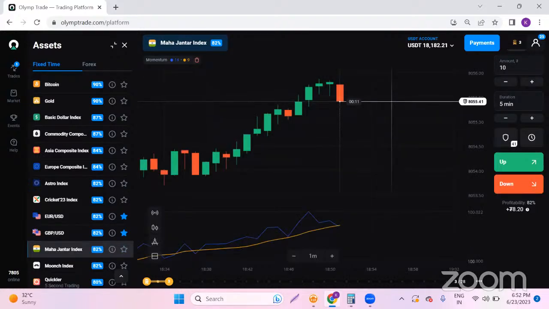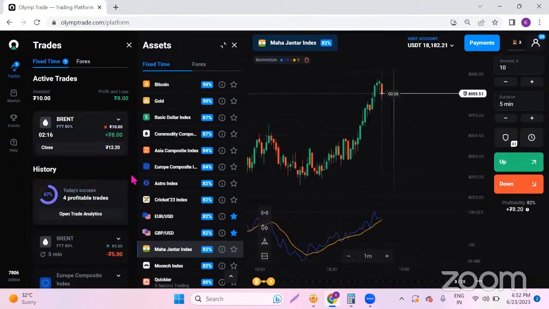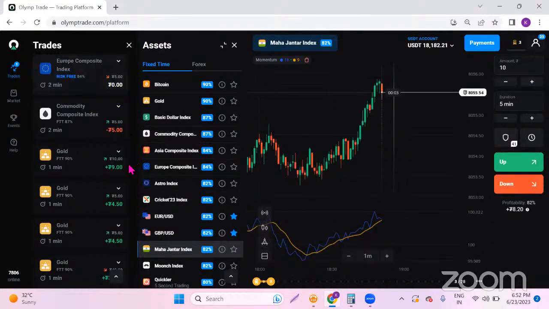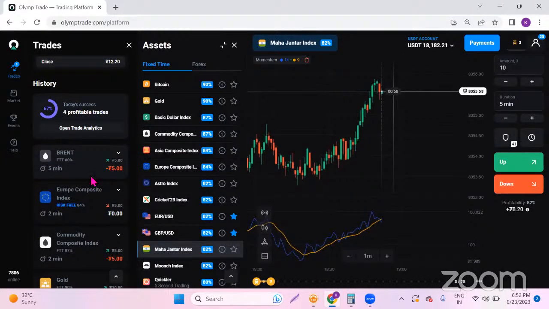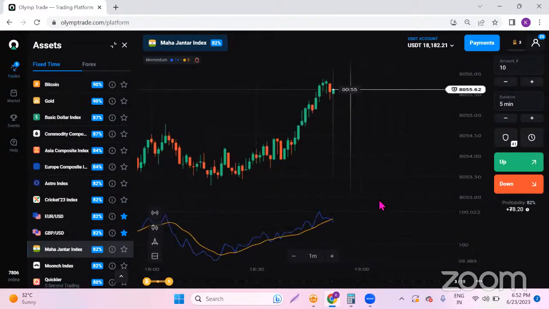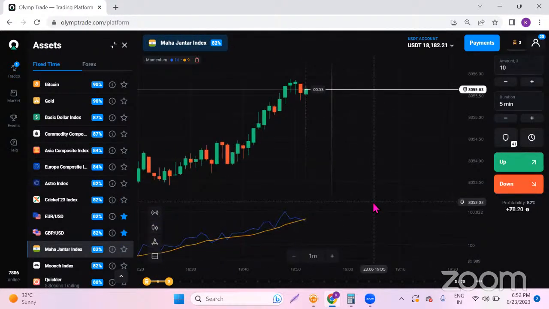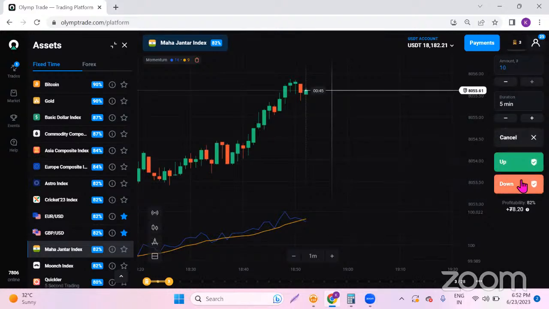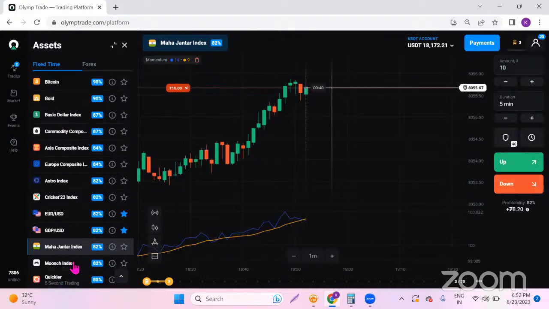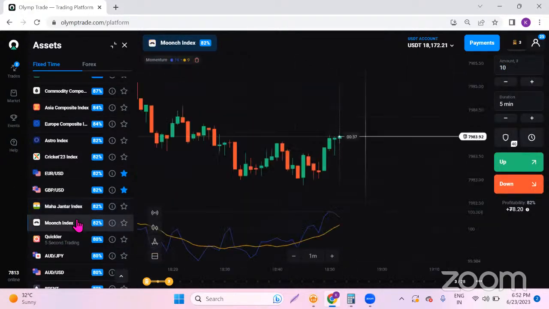So as of now, we have made 5 trades, and mostly 3 of them have been positive. As of now, the third one is positive. 6 trades we made, 2 have not been in our favor, and 1 is a no profit, no loss trade. Right, so we will try to make some more trades. Now here I am seeing a downward trend, guys. Now let's try making a downward trade here. Okay, and let's see how this goes. We have made a trade on Mahajantar index. We will make some more trades to understand the trend of the market.